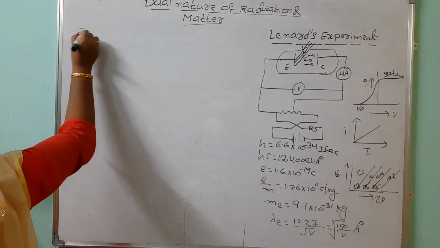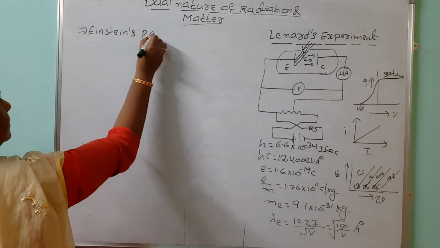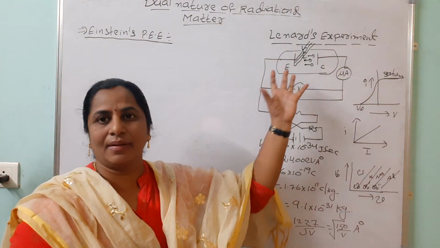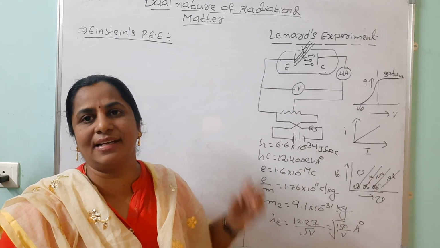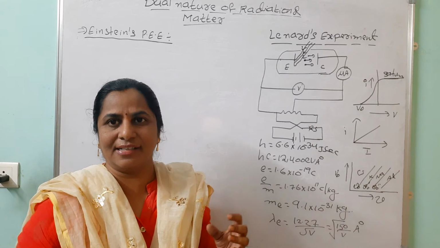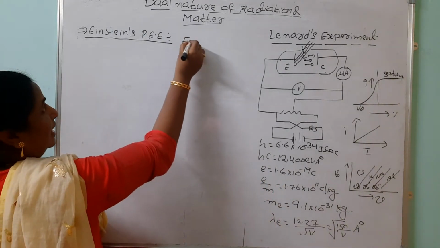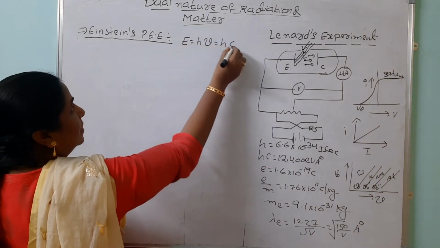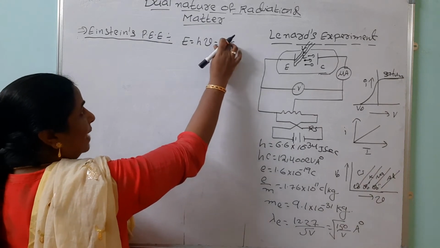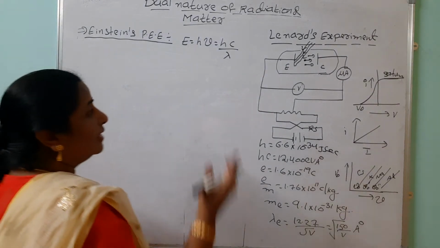Look here, Einstein's photoelectric effect. What he explained is that energy is coming like small energy packets. He considered electromagnetic radiation as small energy packets. Those are called quanta. And he said that energy E equals h nu, and it should be right, hc by lambda. Lambda is the wavelength of the electromagnetic radiation, h is the Planck's constant and c is the velocity of light. Here nu is the frequency of that radiation.